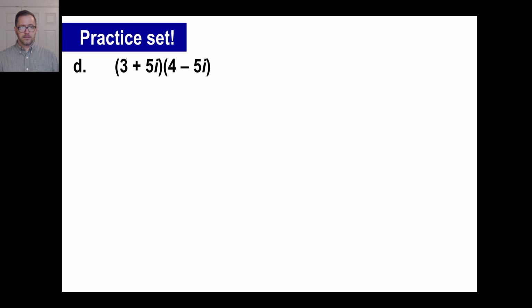Okay, D, let's take 3 first. 3 across to 4 is 12. 3 times negative 5i is negative 15i. Done. 5i times 4 is 20i. Here's the tricky part. Positive 5 times negative 5 is negative 25, yes. But I times I, by definition, is negative 1.